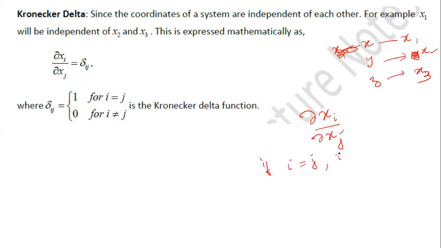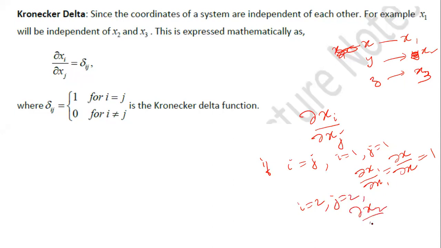That means if i equals 1, j is also 1. Then in that case, what we get here is del x1 upon del x1. Del x1 upon del x1 is as good as writing del x upon del x. This is 1. Now, if i equals 2, j will also be 2. Then this will be del x2 upon del x2. What is x2 here? In terms of our familiar Cartesian system, x2 is y. So it is as good as writing del y upon del y, which is 1.